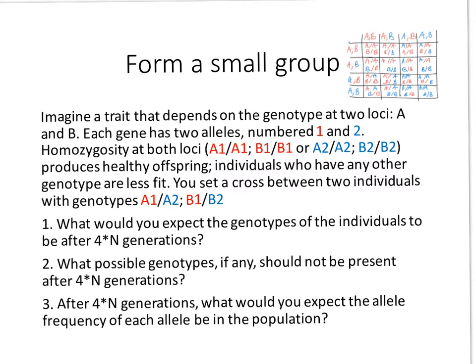There's so many. There are so many genotypes, right? There are 16, that's why I drew the Punnett square up there. There are 16 different genotypes, different combinations of these 4 alleles: A1, A2, B1, and B2. Which are the most healthy?